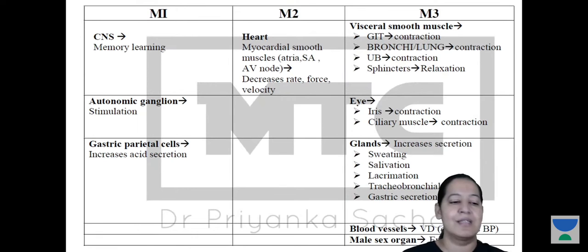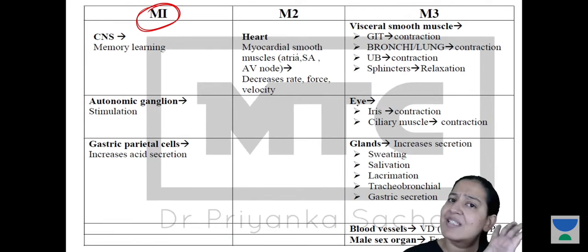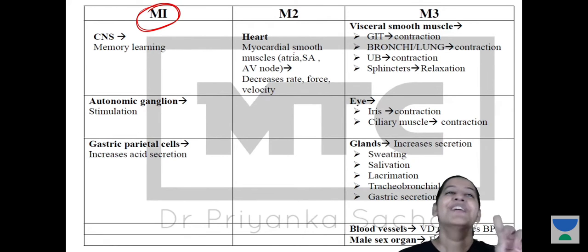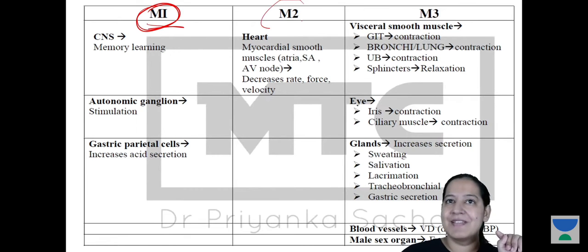You can see this is the table. Very, very, very important. You have to learn this table if you want to understand the drugs. This is our master table. With this table only I will finish the first 2 chapters, cholinergic and anticholinergic. If you don't understand this table now, don't attend my lecture. So this is M1, this is M2, this is M3.